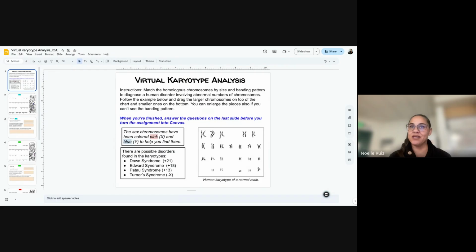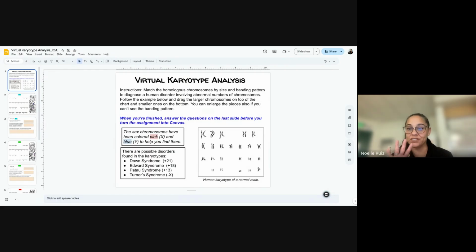So instructions: match the homologous chromosomes by size and banding pattern. Banding patterns are those stripes. I'm going to demonstrate it for you in a minute. To diagnose a human disorder involving abnormal number of chromosomes, follow the example below and drag the larger chromosomes to the top and the smaller ones to the bottom. You can enlarge the pieces also if you can't see the banding pattern.